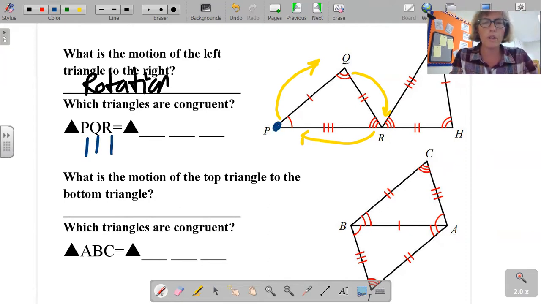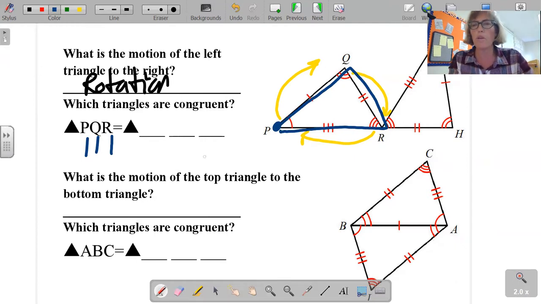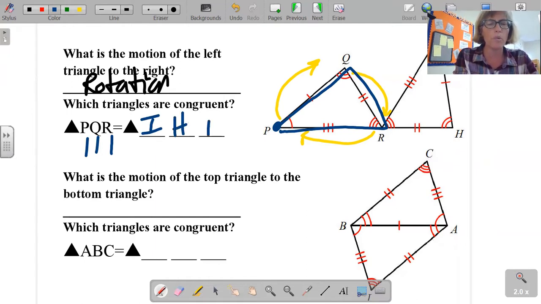P-Q-R. On the left, P-Q-R. Single, double, triple on the right-hand side. Our single would be I. Our double would be H. Our triple would be R.